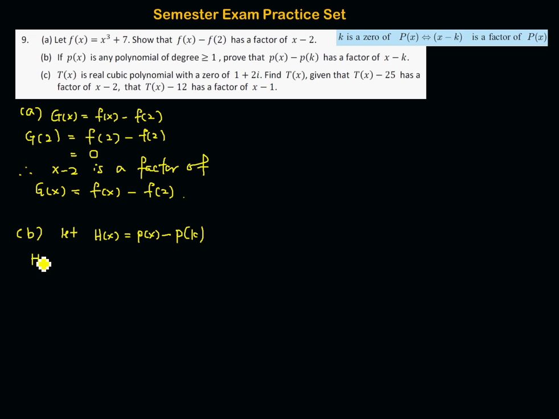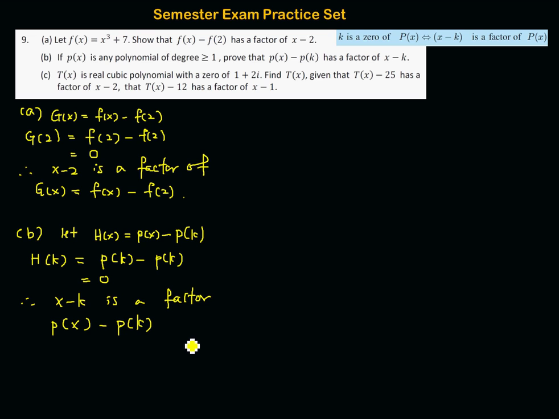And so what we're going to do is show h(k) is going to be p(k) minus p(k), and in fact this is 0. Again, according to the factor theorem, x minus k is a factor of h(x), where h(x) is in fact p(x) minus p(k), right? Again, we have shown it. And now move on to part C here.